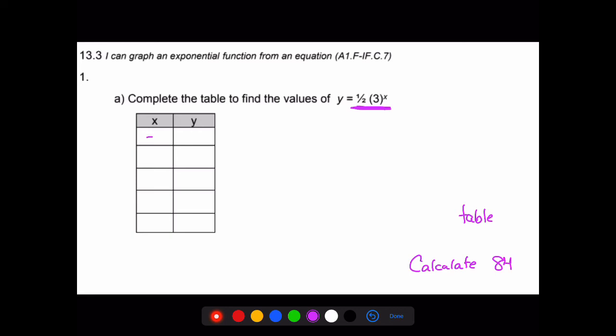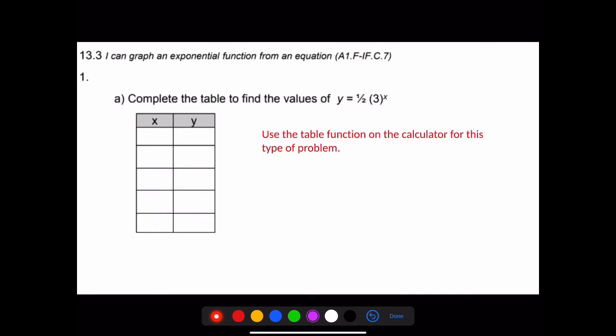So for this, I'm going to have one negative number, and I'm just going to go up by ones for my x column. And again, it's totally up to you, but make sure that you use the table function on the calculator for this type of problem. So, starting at negative 2 actually, and then I go up by ones each time. Now if I plug negative 2 into this function for x, my y value will give me 0.56.